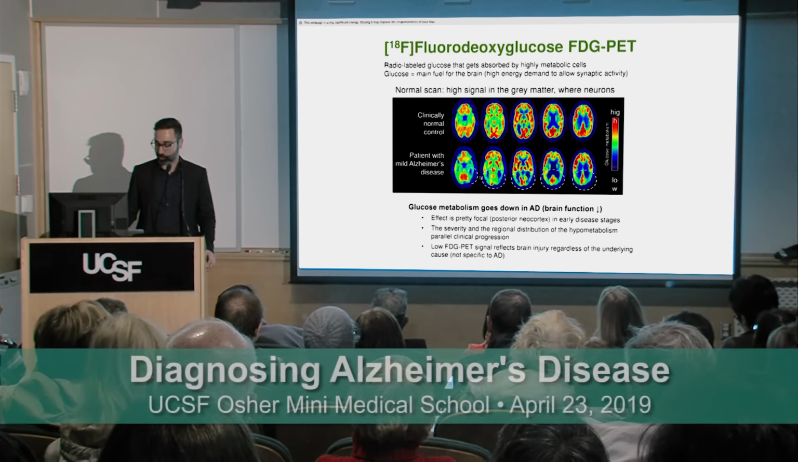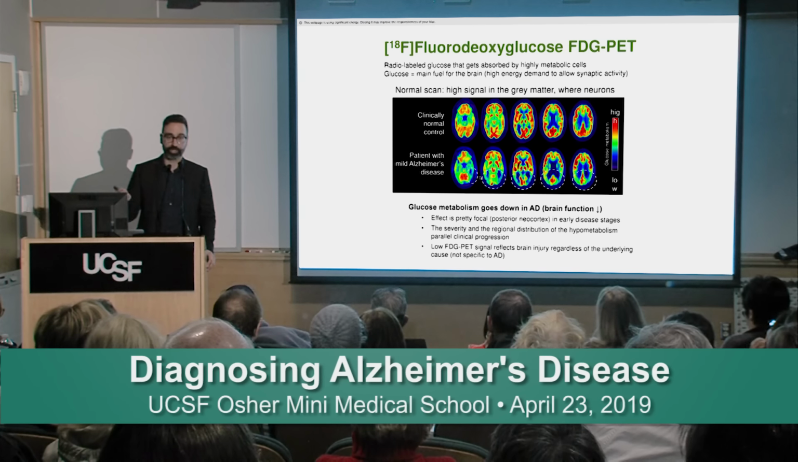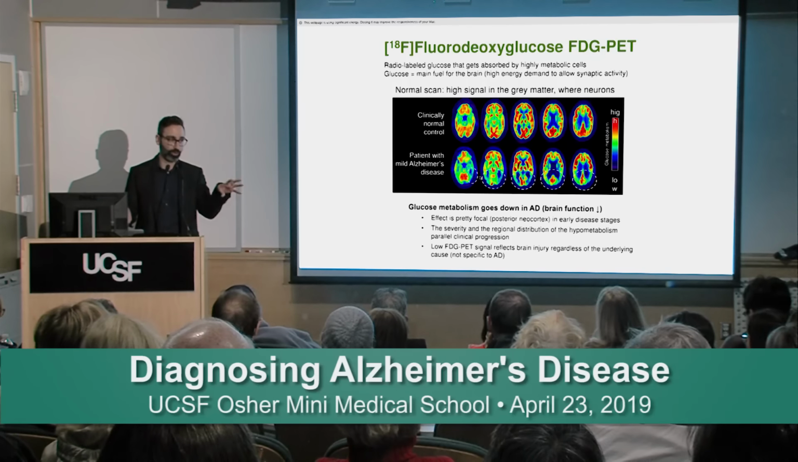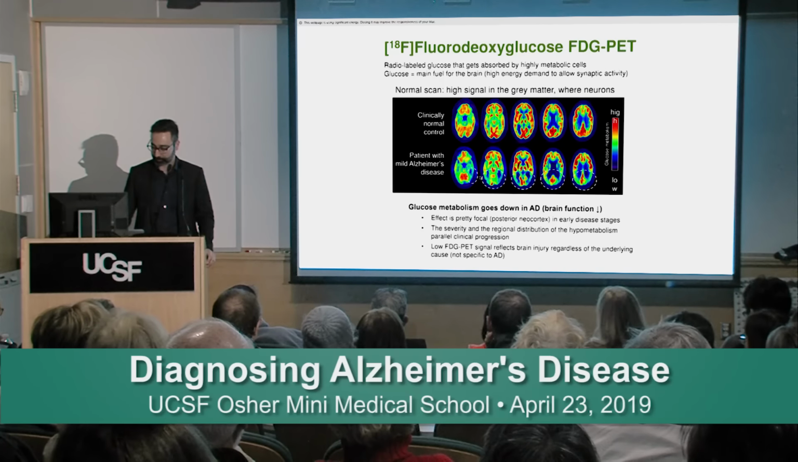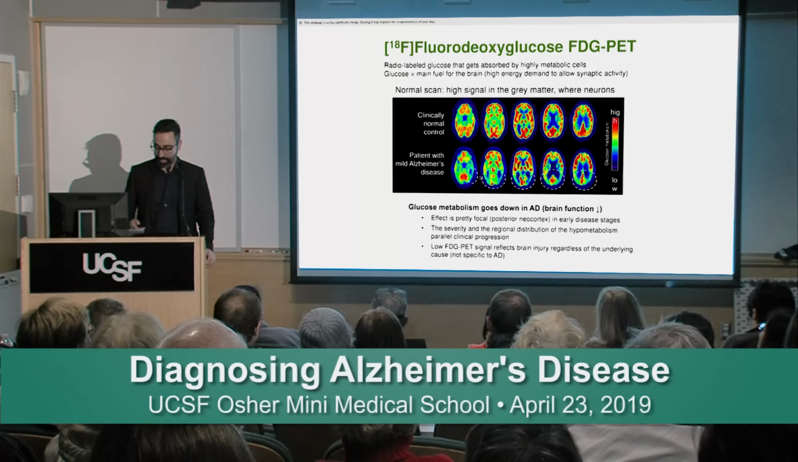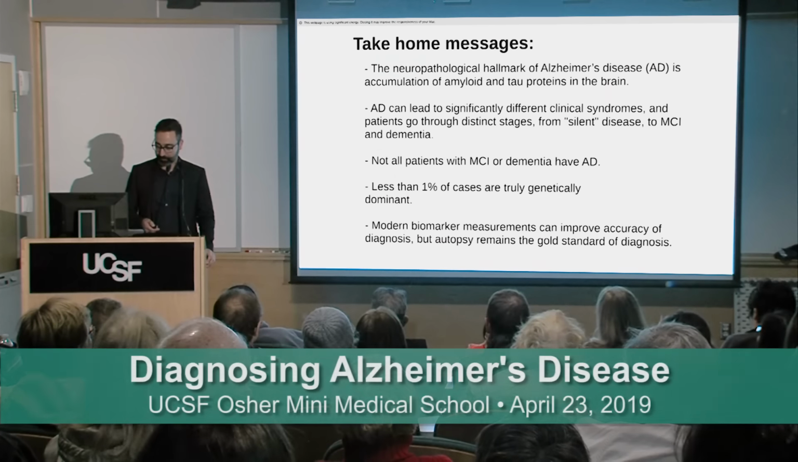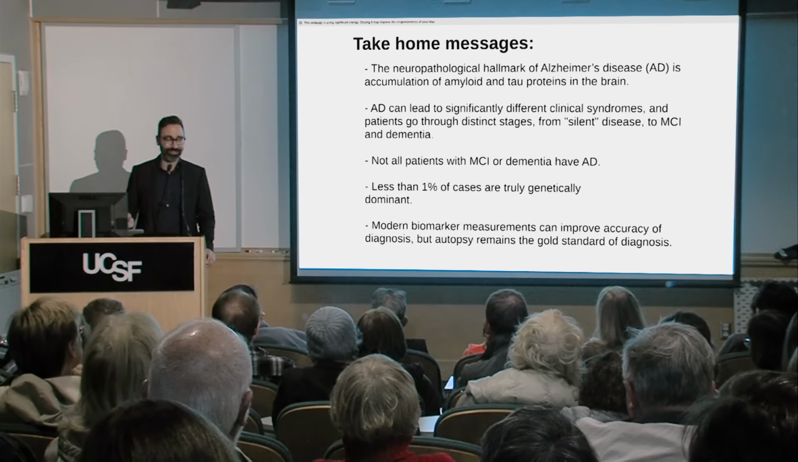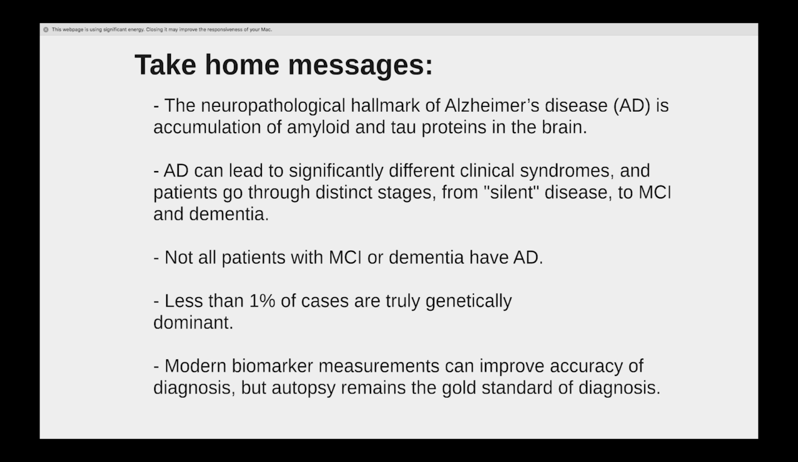So that's another way in which we can detect injury, but this is not specific to either amyloid protein or the tau protein. All right. So to summarize, here are the few things to hopefully remember from all of this if you don't remember anything else. The neuropathologic hallmark of Alzheimer's disease is accumulation of amyloid and tau protein inside the brain.